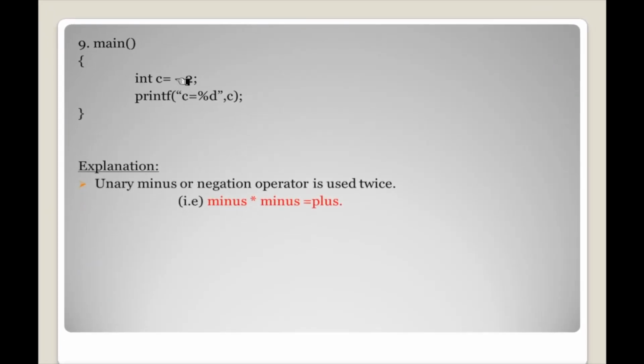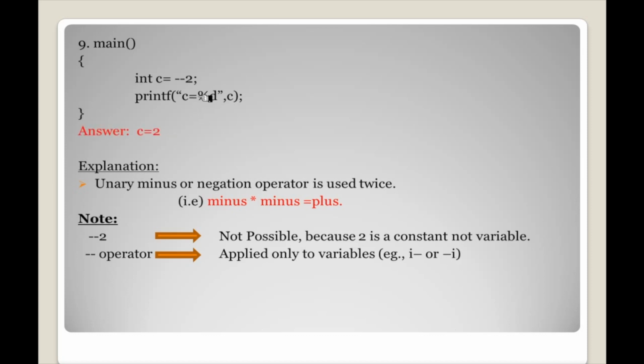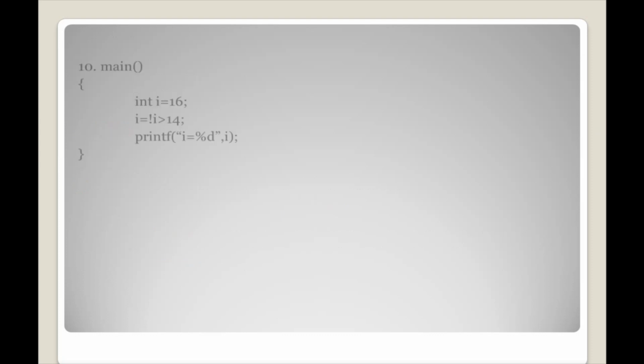Let's look into the explanation. So unary minus is used twice. So minus into minus will give plus. That is, minus minus 2, we cannot consider it as a pre-decrement operator. So it should be applied only to variable names like i-- or --i. In that case, it should be considered as a unary operator. So minus into minus will be plus, thus resulting in the answer 2. Thank you.